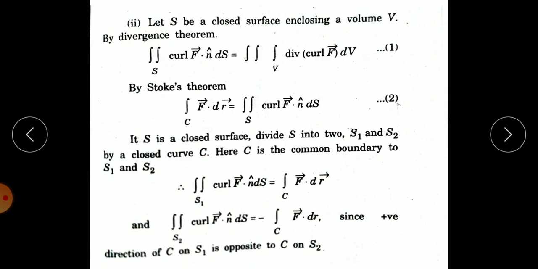Let S be a closed surface enclosing a volume V. By the divergence theorem, the double integral over S of curl F vector dot n cap dS equals the triple integral over V of divergence curl F vector dV, because we are considering a volume here.